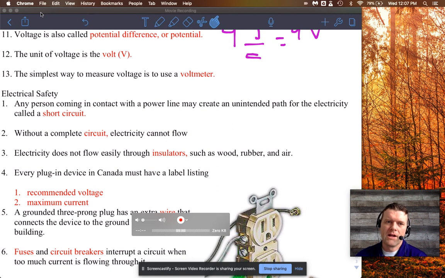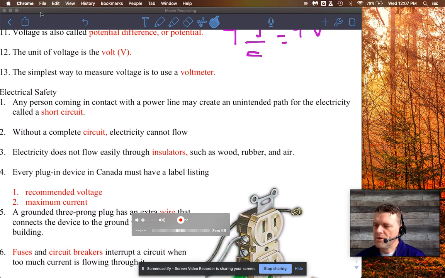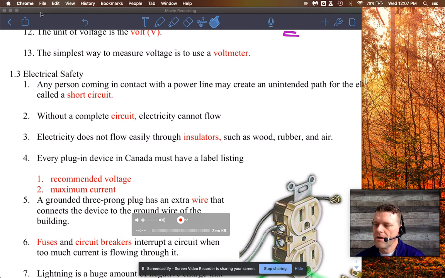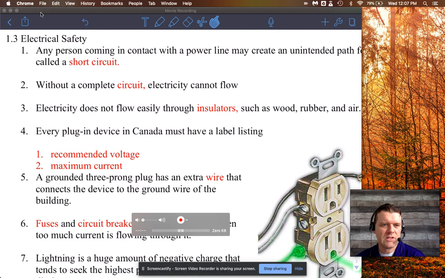Okay. But as with any circuit, you need a complete pathway, otherwise the electricity can't flow. So we talked about insulators, which electricity does not flow well through. We're talking about plug-in devices here. That's just an extra bit of information.